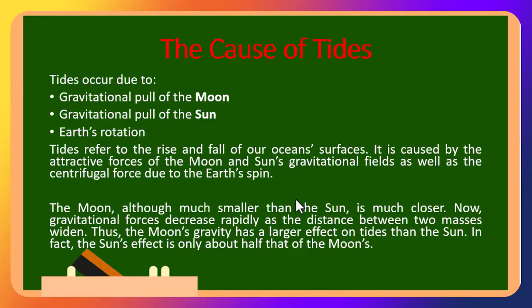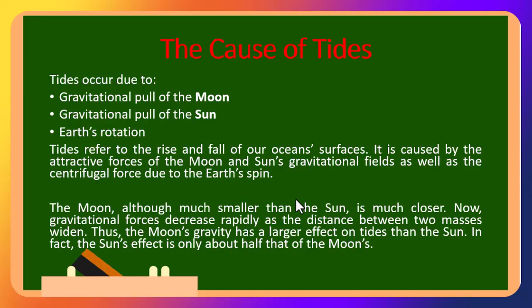The causes of tides. What causes tides? Tides occur due to the gravitational pull of the moon, the gravitational pull of the sun, and the earth's rotation. The tides refer to the rise and fall of our ocean surface. It is caused by the attractive force of the moon and sun's gravitational fields, as well as the centrifugal force due to the earth's spin.